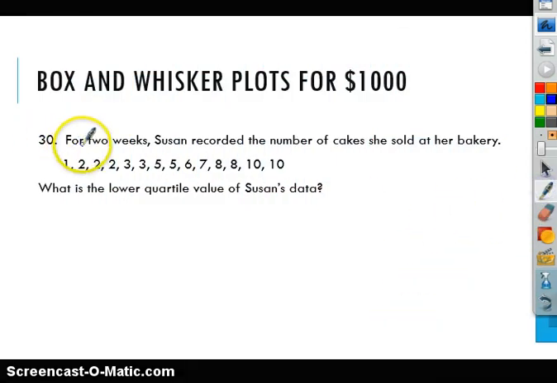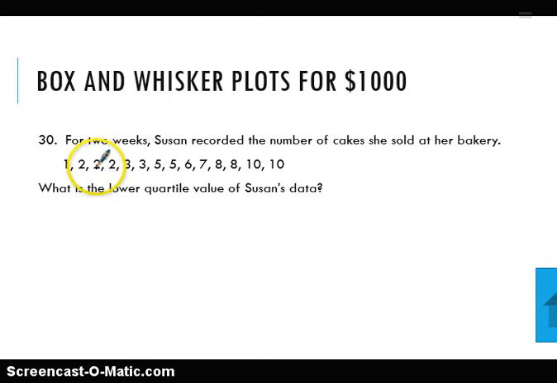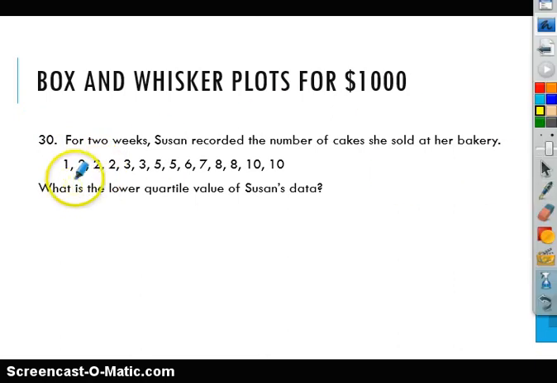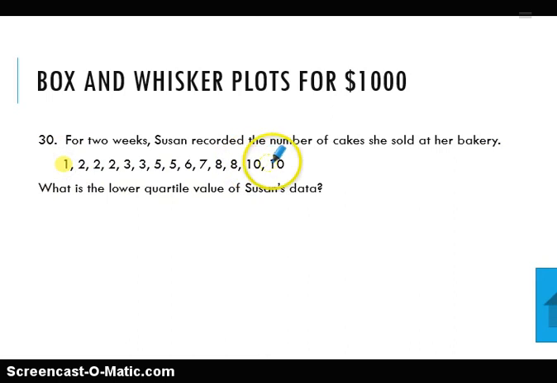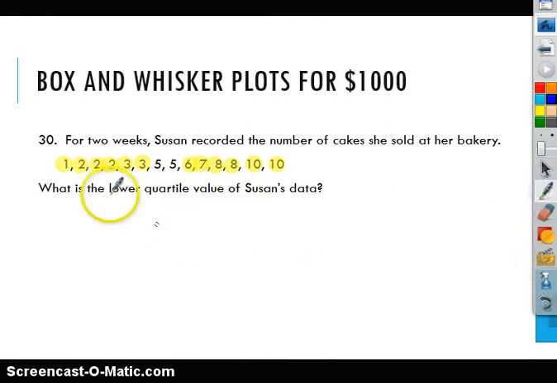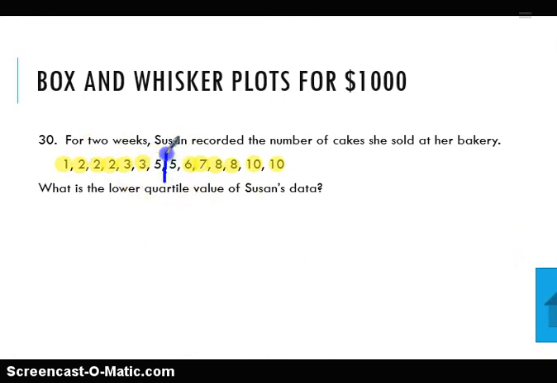Alright, so for 2 weeks, Susan recorded the number of cakes she sold at her bakery. What is the lower quartile of Susan's data? So, median mafia. Knocking off the ends. 3 and 3, 4 and 4, 5 and 5, 6 and 6. Alright, 7 and 7. When we knock them off there, we're actually going to use this number in between. And that will be 5.